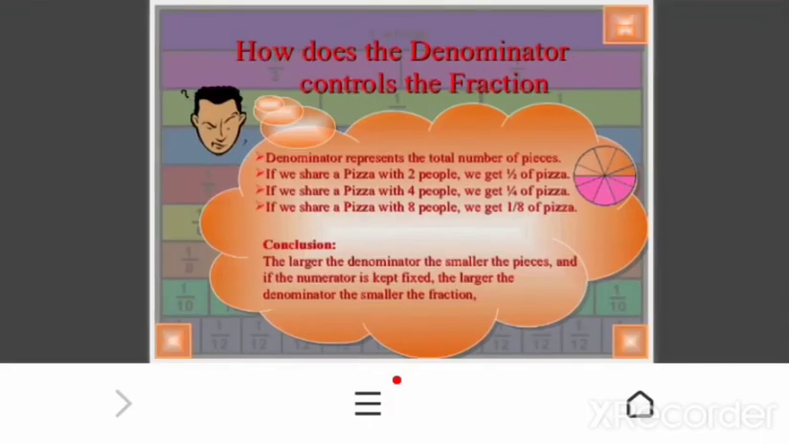Now children, how does the denominator control the fraction? Just see, the denominator represents the total number of pieces. If we share a pizza with 2 people, we get half of the pizza, if we share a pizza with 4 people, we get 1 upon 4 of the pizza, and if we share a pizza with 8 people, we get 1 upon 8 of the pizza. So what do you infer, what do you understand from this information? That is, the larger the denominator, the smaller the pieces, and if the numerator is kept fixed, the larger the denominator, the smaller the fraction.